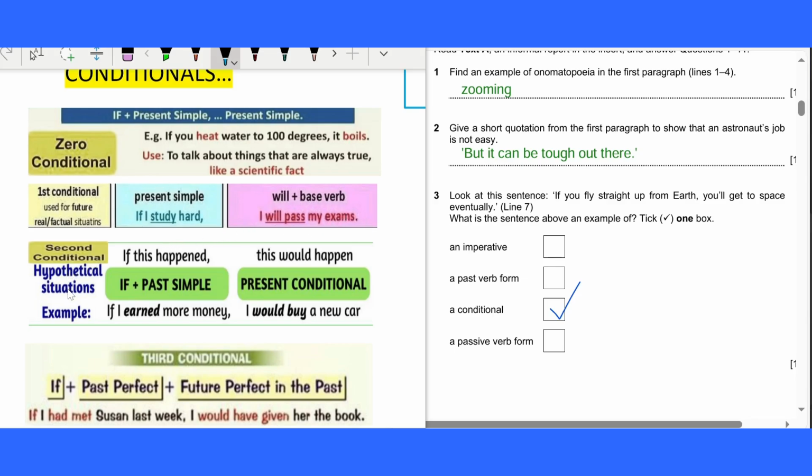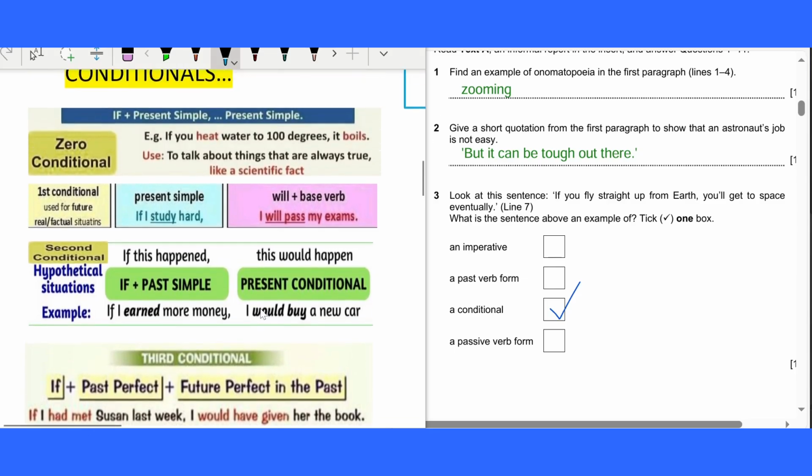The second conditional is a hypothetical situation, like if plus past simple followed by present conditional. If this happened, this would happen. So example, if I earned more money, this is past simple, I would buy a new car. Alright, so that is a hypothetical situation which does not actually happen. So past simple and then past future. Sorry, this one is past future. I would buy a new car, so it's past future. Alright, would plus base verb.